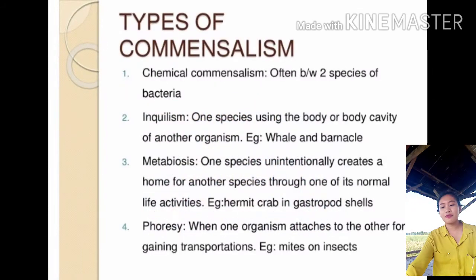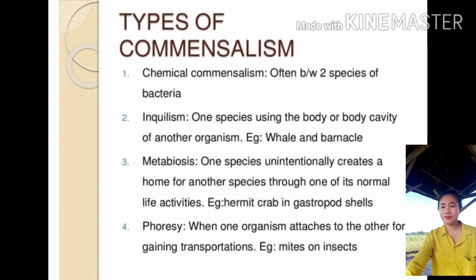We have here the types of commensalism. First, the chemical commensalism. It is often between two species of bacteria. If it is between two species of bacteria, that is called chemical commensalism. Inquilism. One species using the body or body cavity of another organism, like whale and the barnacle. It is called inquilism if one organism or the commensal is using the body of the host for protection. Like the whale and the barnacle, right?